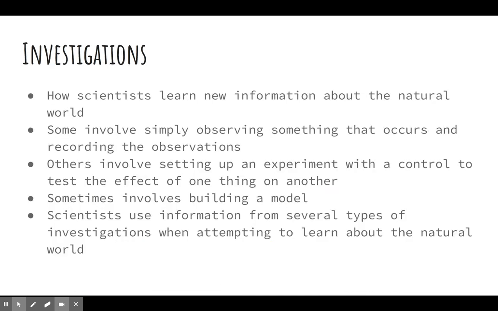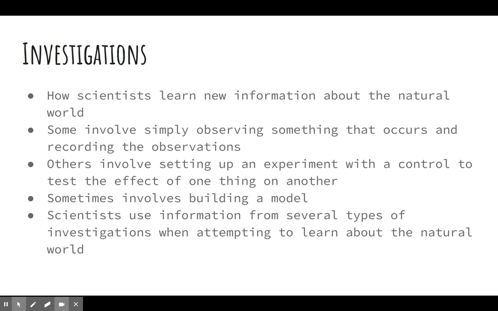But the things that lead to these changes in science are investigations. So investigations are how scientists learn new information about the natural world. Some investigations involve simply observing something that occurs and recording the observations, while others involve setting up an experiment with a control to test the effect of one thing on another. Sometimes investigations require us to use models. For example, when you're building a car, you have to first build a model of a car to kind of do crash courses with. The same is true with certain aspects of scientific investigations.